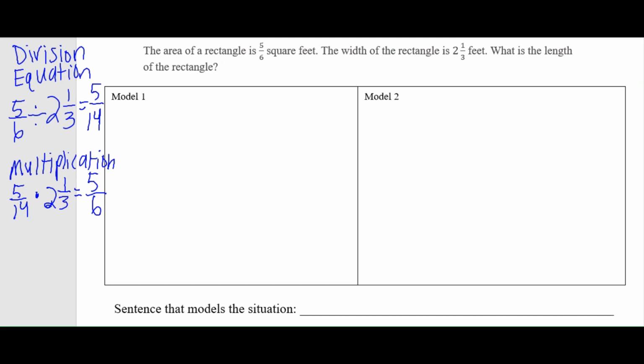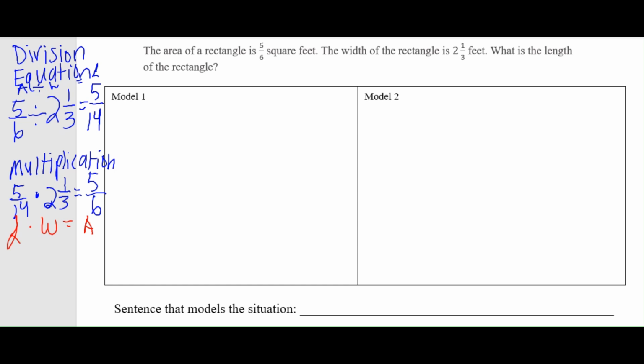This is the accelerated slash gifted part of the project. So I wrote down two division equations on the side. My division equation is going to be my area divided by the width is going to be equivalent to the length. And then my multiplication equation is going to be the length times the width is equal to the area. So everybody should have one model. You can draw it out.